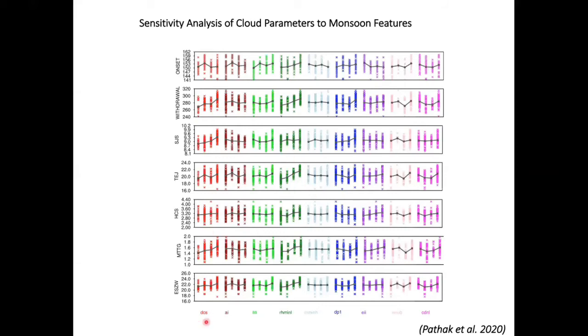On the x-axis, we have the most sensitive parameters. On the y-axis, we have the various components of ISM. In the top row, we have the onset. Here we have the withdrawal. Here we have the low-level jet, or the Somali jet strength. We have the tropical easterly jet, which is at 200 hectopascals. Then there's the Hadley circulation strength. And the MTTG, that's the meridional tropospheric temperature gradient that I was showing. And this is another thing, the equatorial zonal wind shear, which is the difference between the low-level and high-level winds.